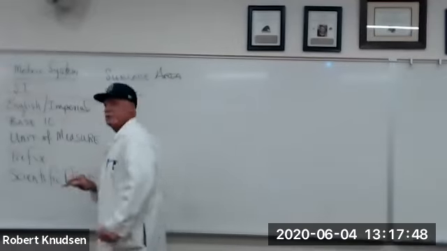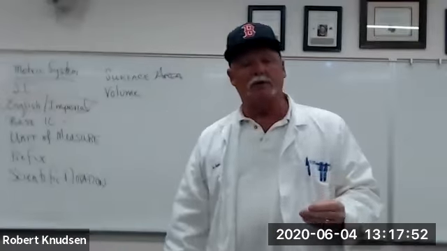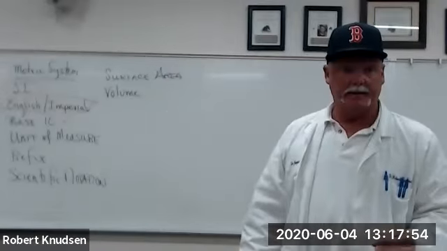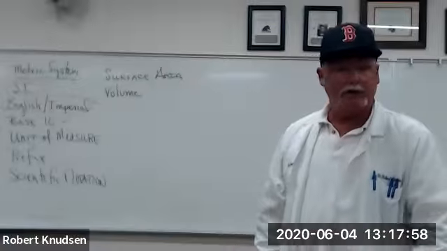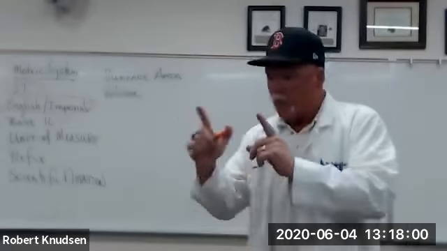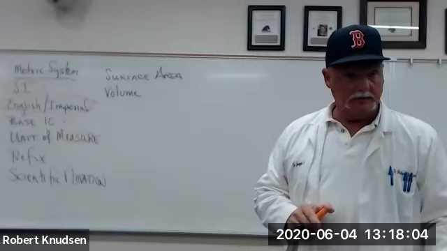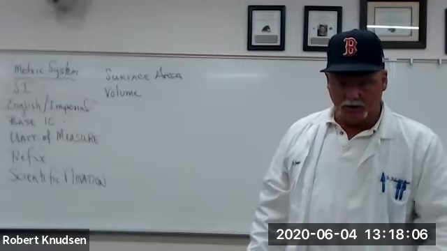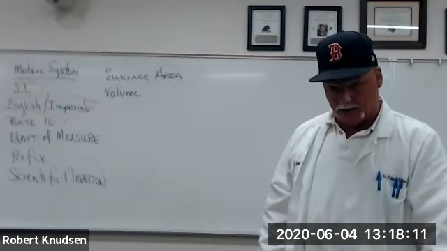Base 10. I want you to think about this. The metric system is based on base 10. In other words, it takes 10 of one thing to make 1 of another, or one thing is 1/10 of another. Does that make sense? We have one system that we use in the English imperial system that's based on a unit of 10. What is it?